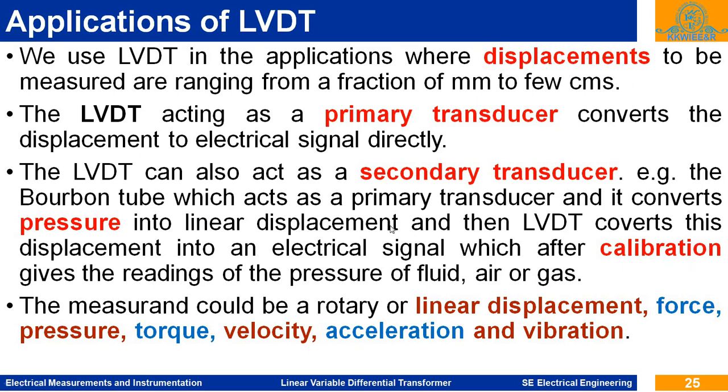Which converts displacement into an electrical signal, which after calibration gives readings of pressure of fluid, air or gas, or this displacement in terms of millimeter, pressure or fluid in terms of say bar or psi. The measurement could be a rotary or linear displacement, force, pressure, torque, velocity, acceleration and vibration. So these are the applications of the LVDT.